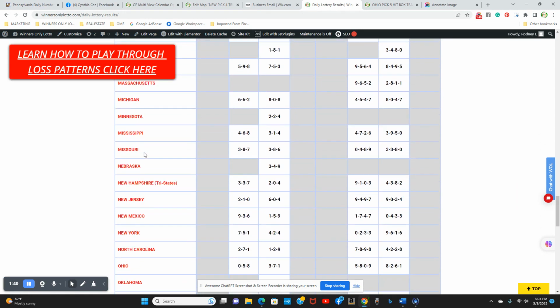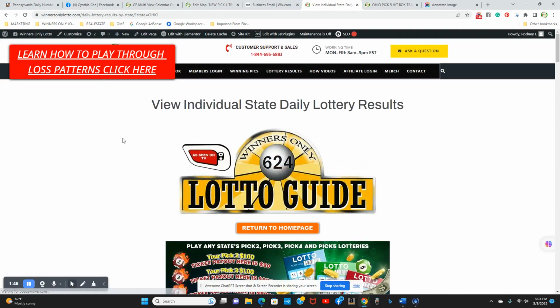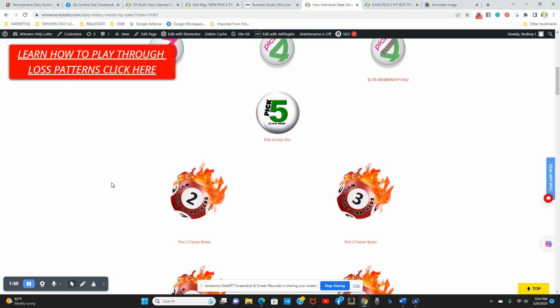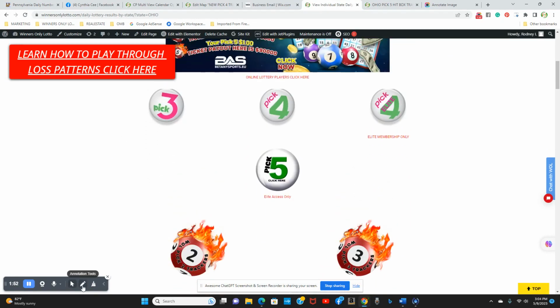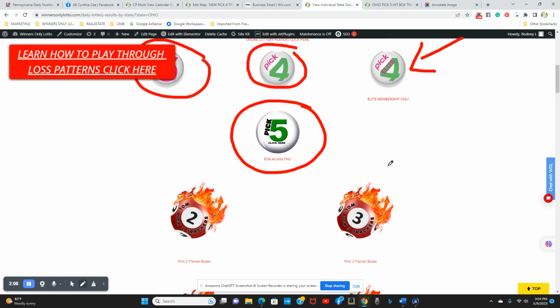If I go to Ohio, we're going to look at Ohio, pick 3, pick 4, and pick 5. So when doing so, you got the pick 3, you got the pick 5, you have the pick 4. You need to read what this is about, the elites. This gives you less numbers.